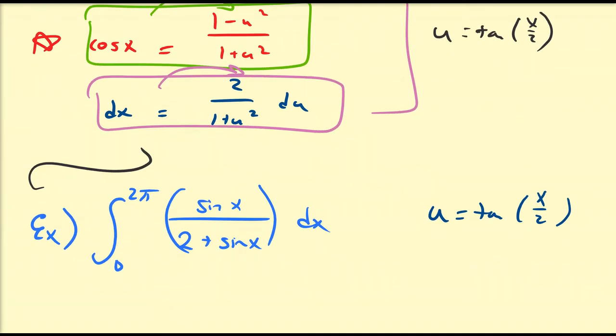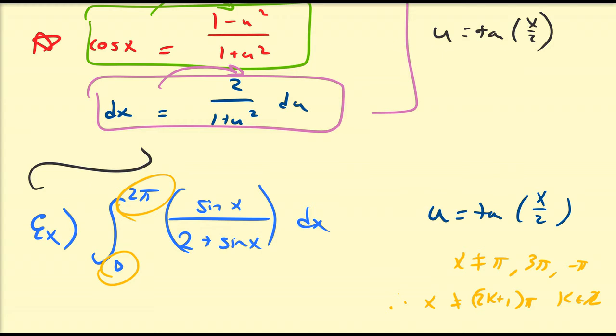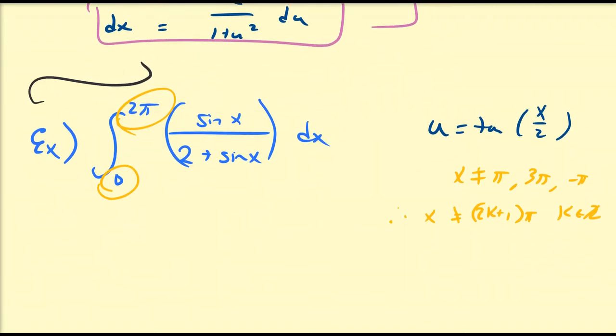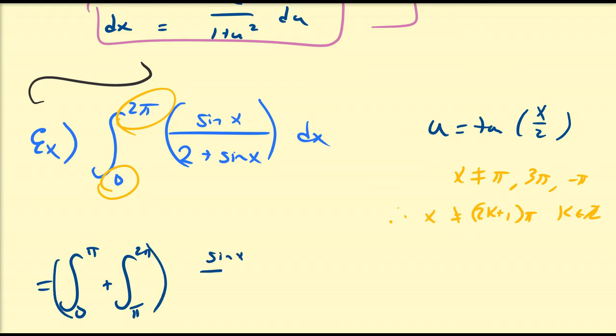So remember that the tangent function does have singularities or vertical asymptotes at, for example, x cannot be equal to pi, 3 pi, minus pi, and so on. More generally, x cannot be equal to (2k plus 1) pi, where k is an integer, right? And notice that our interval of integration is from 0 to 2 pi. Therefore, we need to dance around the singularity in the middle by splitting this integral up into two parts. More in particular, we need to rewrite this as the integral from 0 to pi plus the integral from pi to 2 pi of the function sine of x over 2 plus sine of x dx, right?